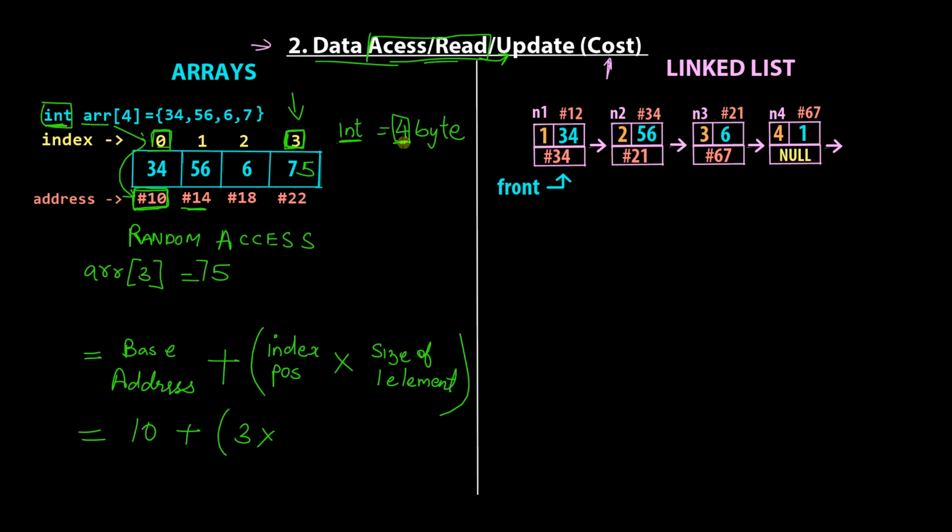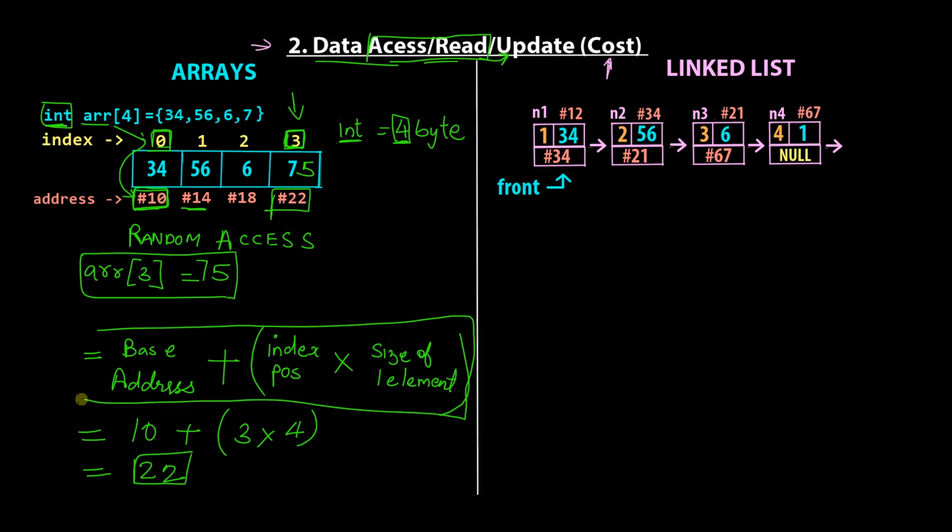It is an integer type which is taking 4 bytes. So 3 into 4. Now if you calculate it, 3 4s are 12. 12 plus 10, it would be 22. And this, my friends, is the exact address of the last element in the array. So this is how, when you say ARR of 3 and you want to update it to 75, what is happening at the backend is this formula is applied and then the address is found out and the value is accessed at that address, and then you make the updation. So 7 is made to 75. But behind the scenes, this is what is happening.